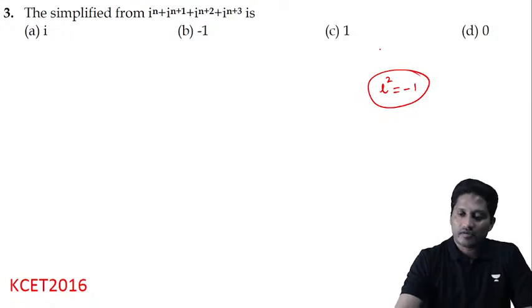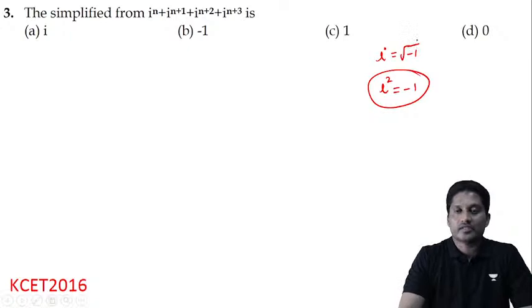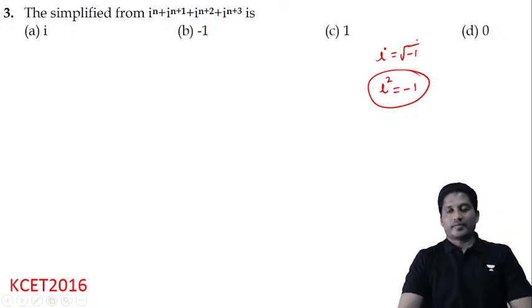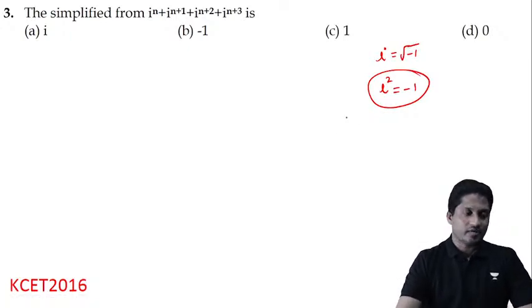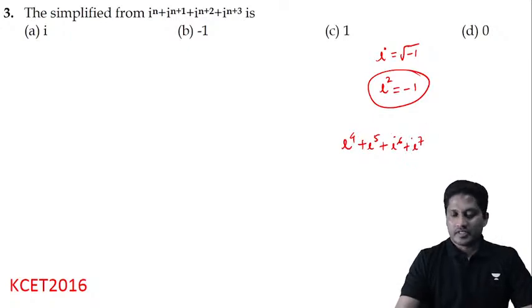Right? The sum of i is equal to root of minus 1, iota. Root of i square is minus. The sum of 4 consecutive powers of i is always 0. Let's say if you have i power 4 plus i power 5 plus i power 6 plus i power 7, it is always 0.